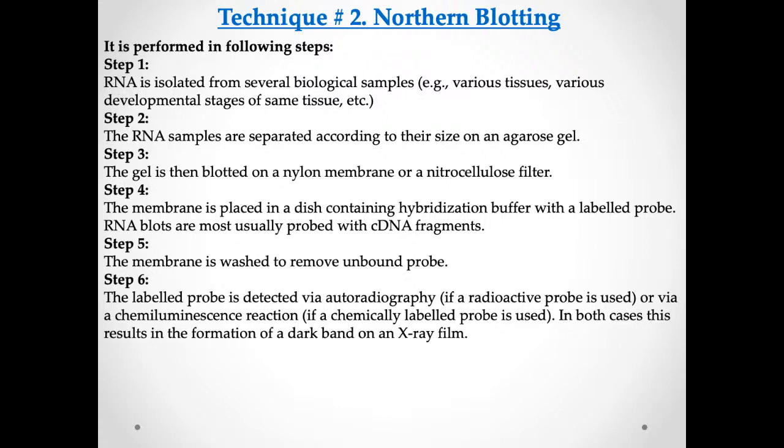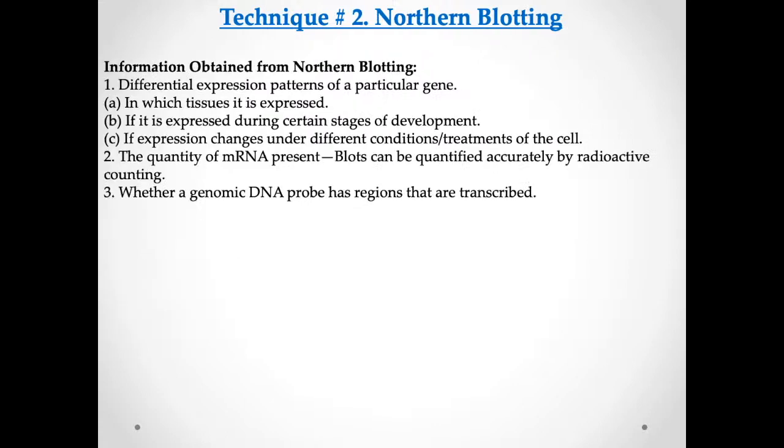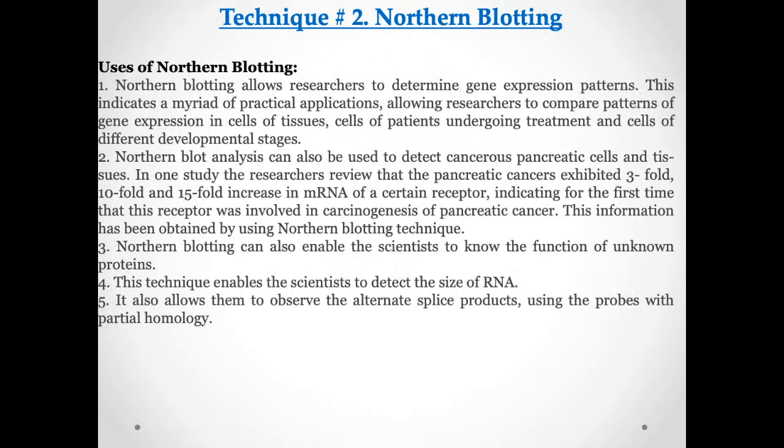So the same steps: you isolate your RNA from several biological samples. Then you separate according to size on the agarose gel. Then the gel is blotted on the nylon membrane. Afterwards you hybridize with the labeled probe. Then you remove the unwanted probe. Then you check by X-ray film. So let's see how this is done, your Northern blotting.